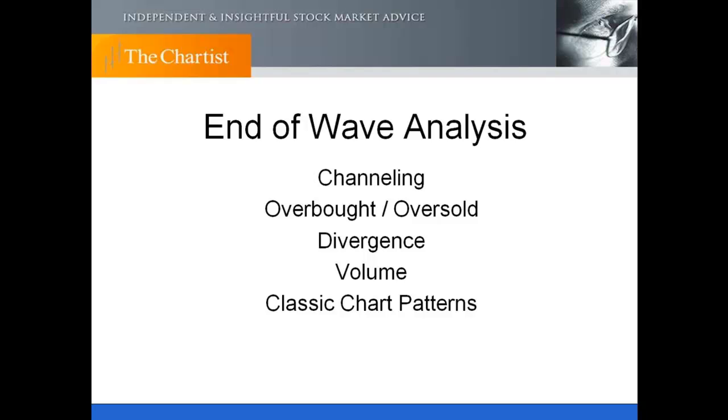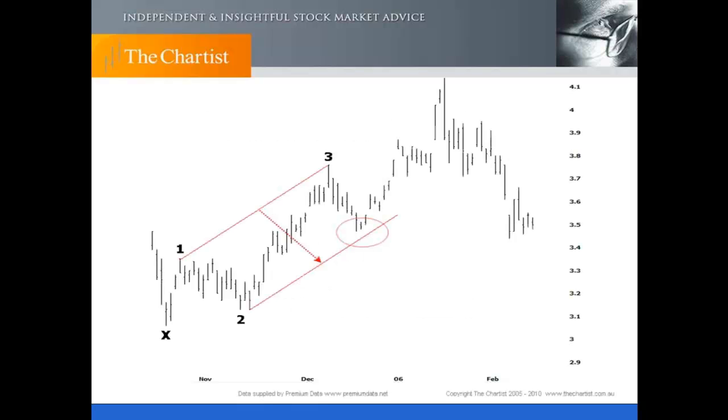So by using what's called end-of-wave analysis, we can start to find points in time where we might be opening ourselves up to an opportunity to initiate some kind of position. So end-of-wave analysis, here's some that I've thought of. There's probably more: channeling, overbought, oversold, divergence, volume, and classic chart patterns. And these are all part of what we do here with Elliott Wave. And we're very different here at the Chartist because we use all these techniques.